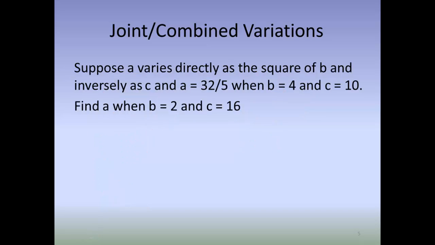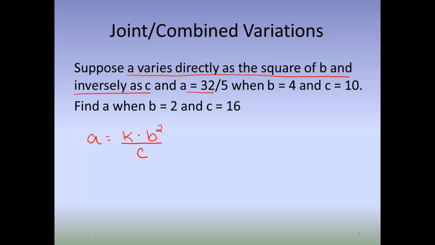One last example of joint and combined variations, I can start throwing in some other exponents. So this says, suppose A varies directly as the square of B and inversely as C. So I need to translate that. A varies directly as the square of B, means B squared, and inversely as C. So my variation equation looks like A equals K times B squared over C.